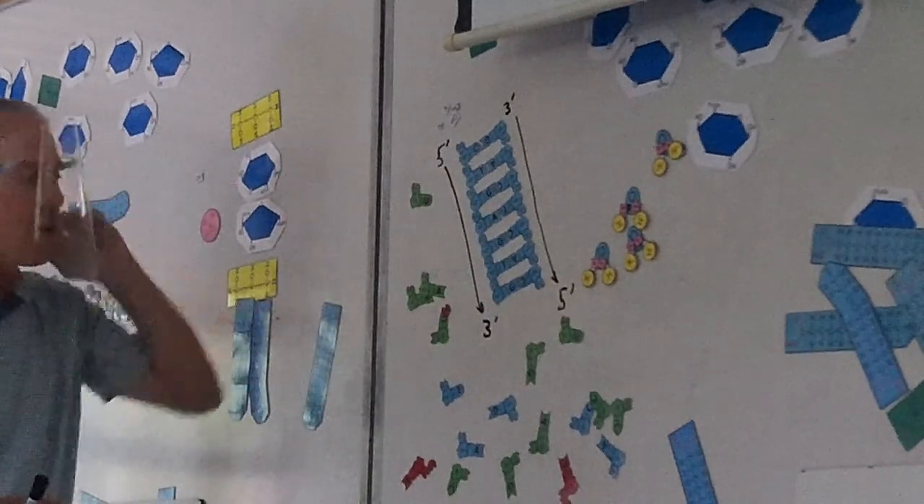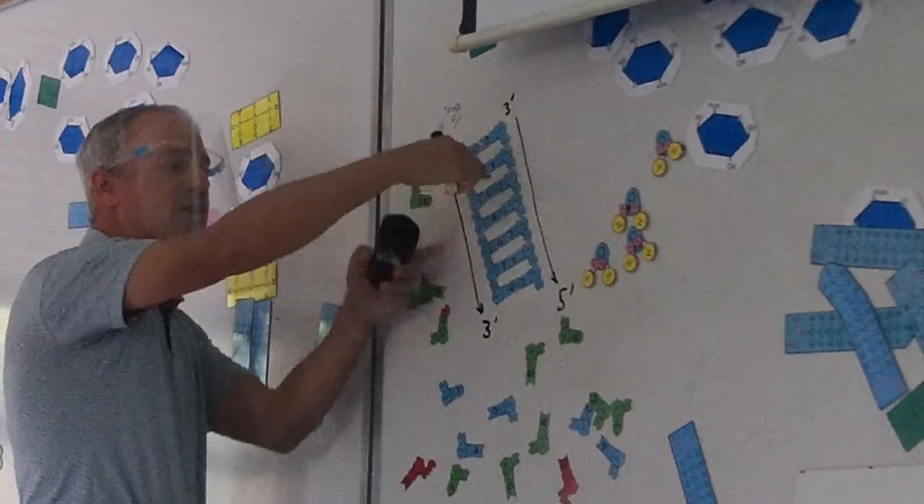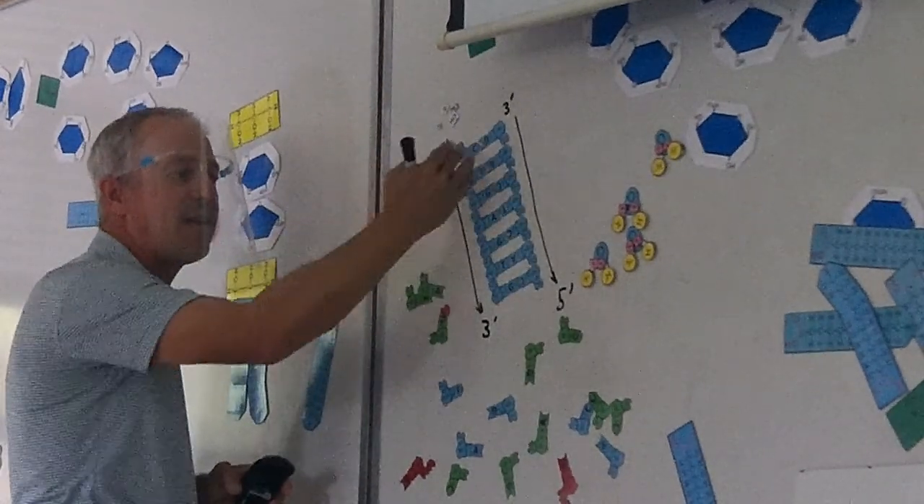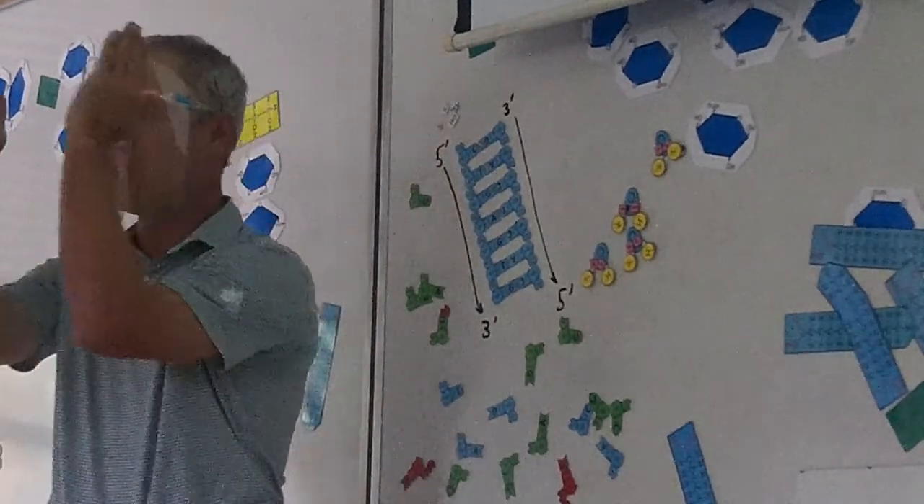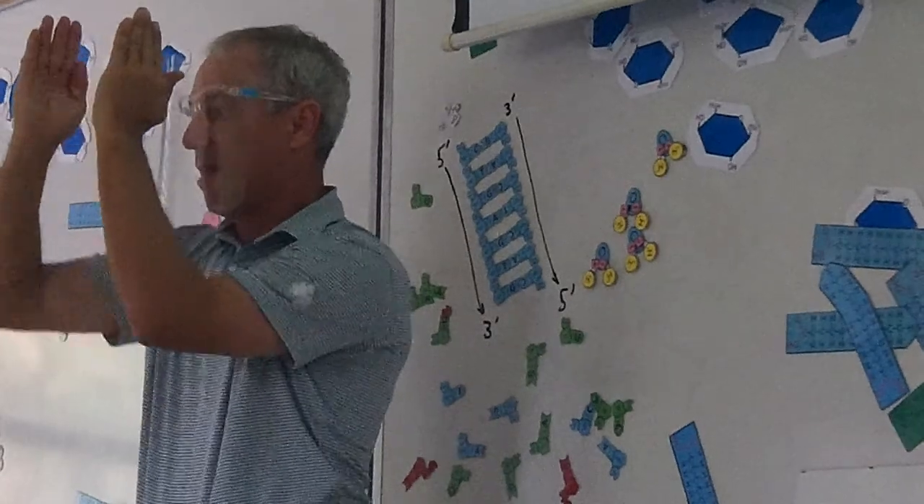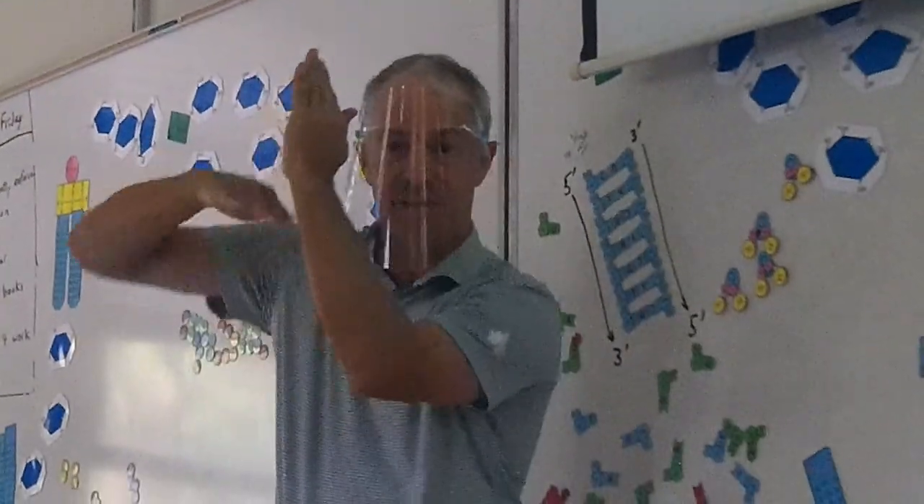So we say that the DNA molecule is what we call anti-parallel. This is parallel. This is anti-parallel. See what I'm saying?